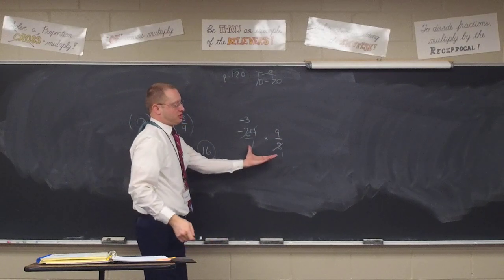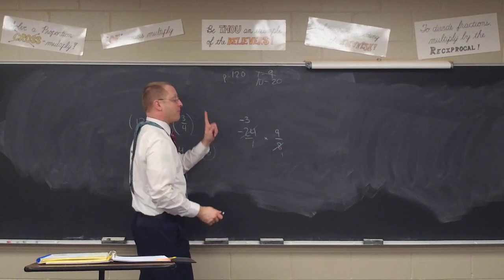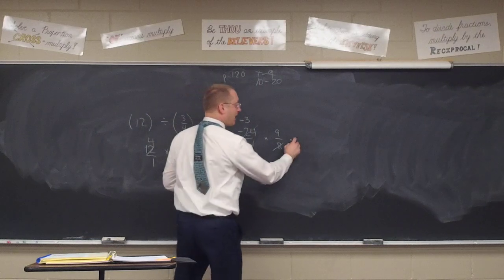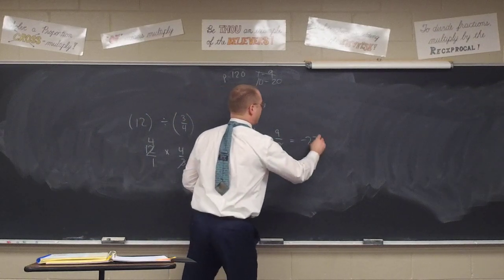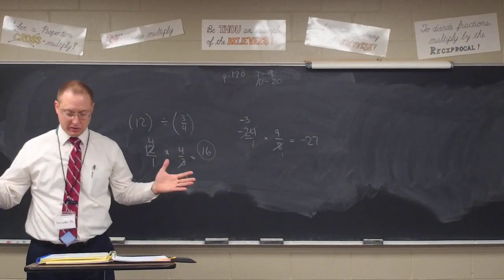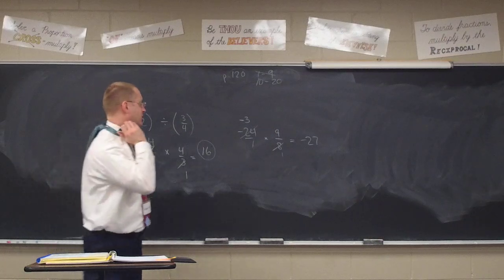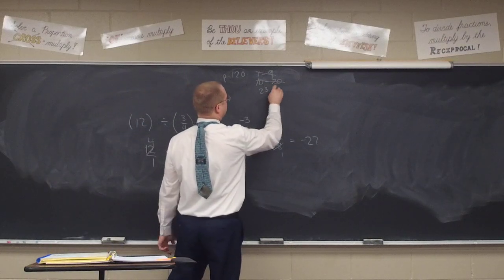If the denominators are just 1s, though, I don't care about them anymore. I'm now multiplying negative 3 times 9, class? -27. Because the signs are different, negative 27. Does that make sense? Mm-hmm. You finish out 23 to 26. Just 4 more problems in that section, 23 to 26.